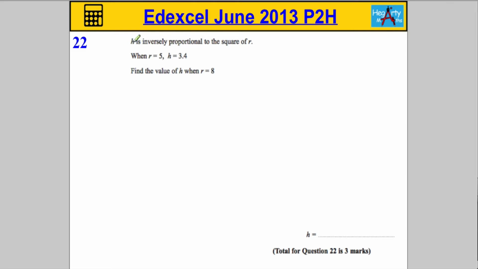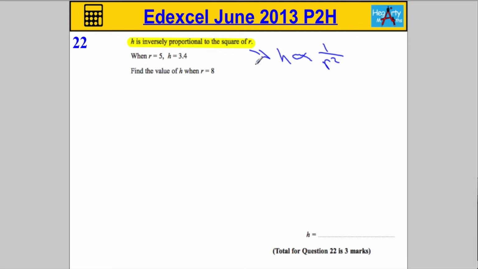Let's return to the first statement in the question. It tells me that h is inversely proportional to the square of r. Now that actually implies something. That's telling me that h is proportional, and proportional uses this fish-like symbol. If it's inversely proportional, then it's proportional to 1 over the square of r. So 1 over r squared.